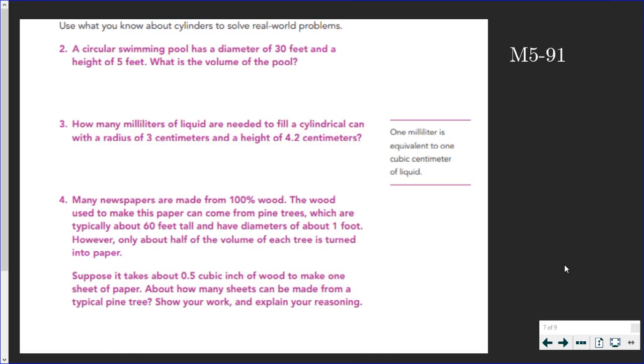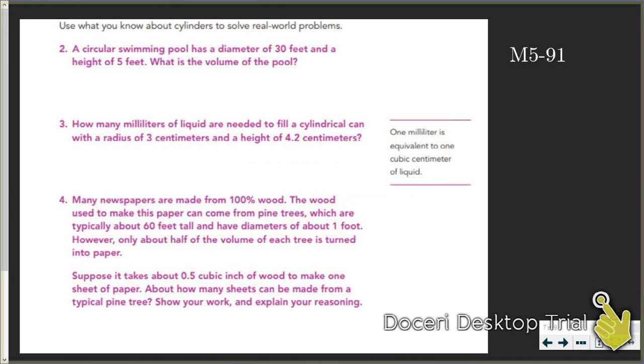All right, so we're going to go on to the next page, which is 91, and here's where we're going to get some practice using our new knowledge of solving cylinder volume problems. Okay, so we're going to go through number 2 together, then you're going to do number 3 on your own, and then number 4 we're going to work through together as well. So let's start on number 2, page 91.